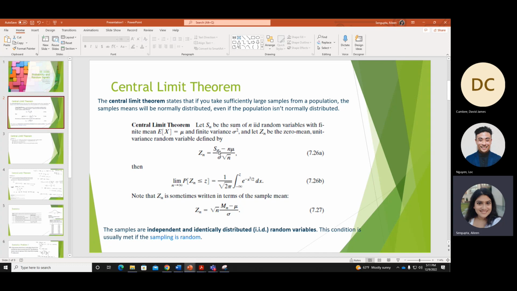So Sn minus n mu, and then divided by the standard deviation. This is some kind of standardization or normalization that you are doing. Now, if you do that, you'll find a number called Zn. The Zn is not any ordinary number. The Zn has to be a zero mean unit variance random variable. Zn tends to be a zero mean unit variance random variable due to the operations that we have done on Sn. So Sn has now been transformed into Zn.